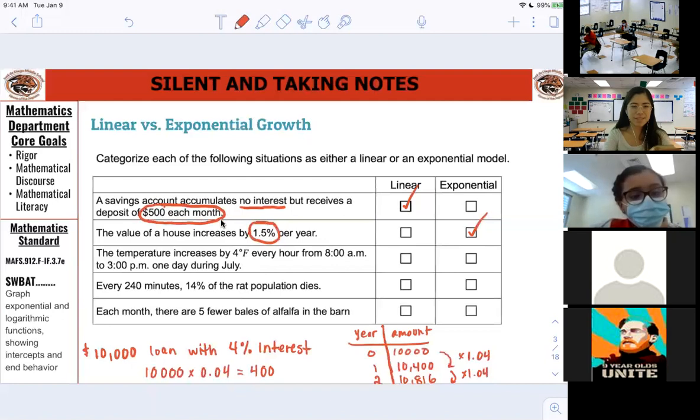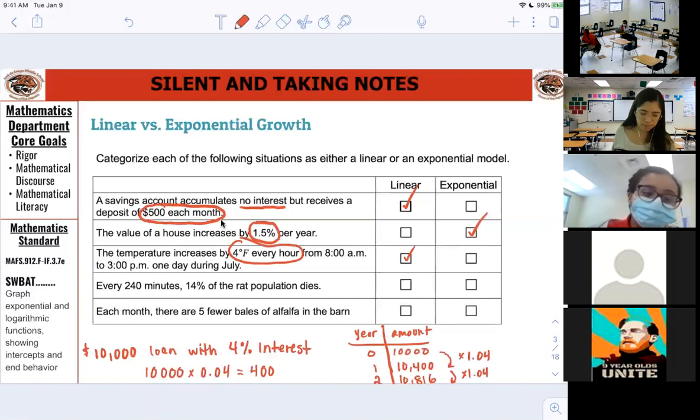The temperature increases by 4 degrees Fahrenheit every hour, 8 a.m. to 3 p.m. one day during July. Linear. And why? It says every hour, and increases by 4 degrees Fahrenheit. It increases by a whole number, not like a decimal or percent. Right. There's no word in there that tells me I'm multiplying. This basically is just telling me it adds 4 degrees. So adding is linear.